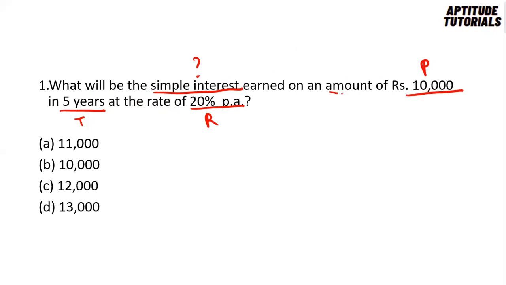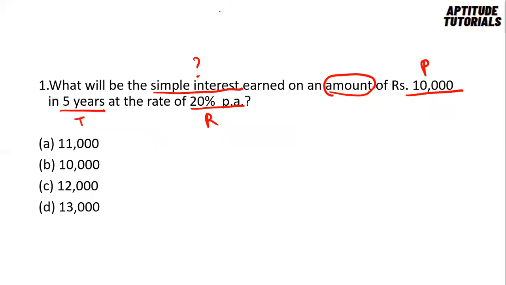By looking at the word amount, it doesn't mean the total amount. If you read out this question, what will be the simple interest earned on an amount of? So we will earn interest on principal. So that's how we'll take 10,000 as principal value. They're asking us to calculate the value of simple interest. So simple interest is equal to PTR divided by 100.